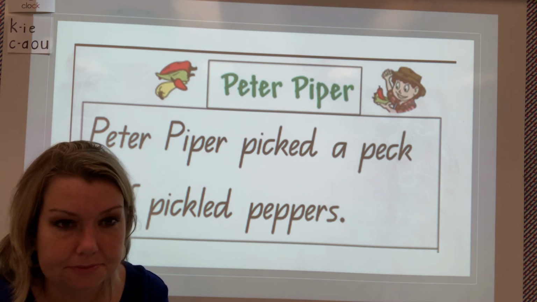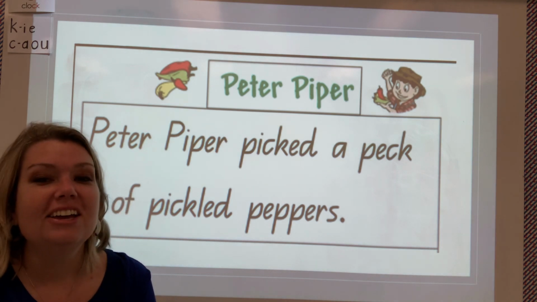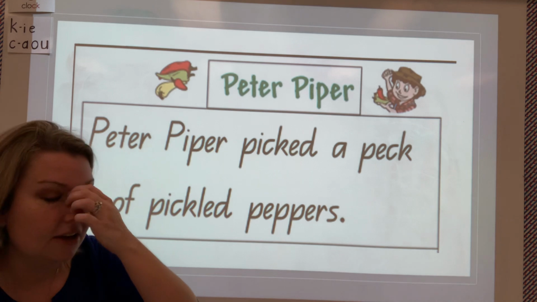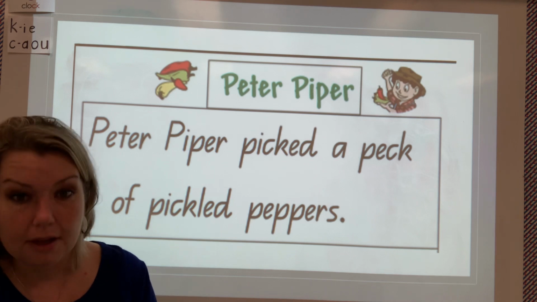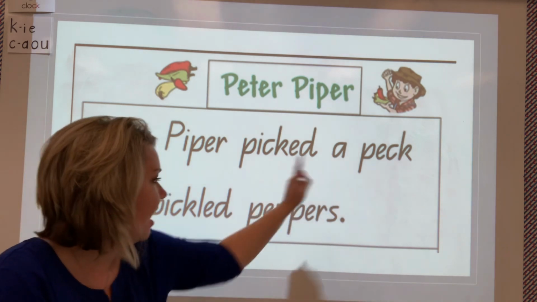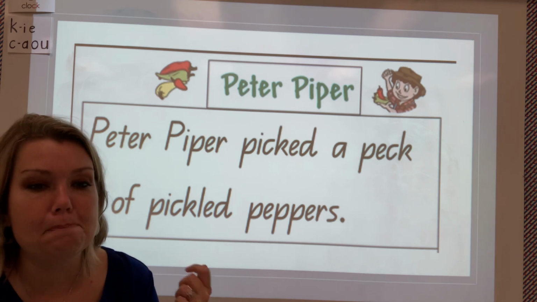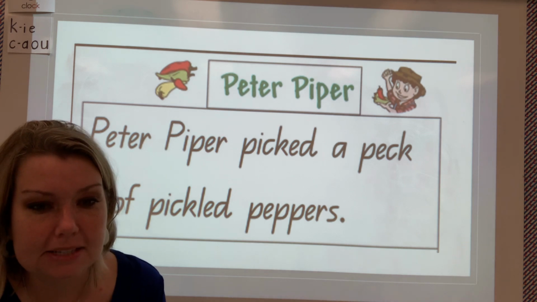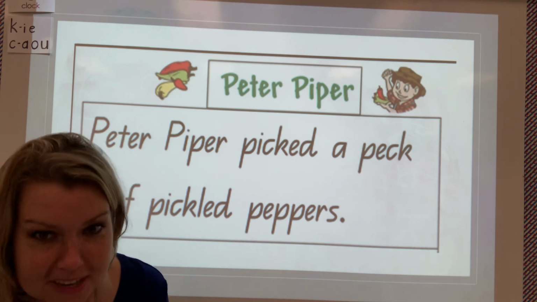Here is your tongue twister. A tongue twister is a poem that's hard to say because it has the p sound. Here, let's just say these 3 words. Peter Piper picked. Echo. Peter Piper picked. Awesome. A peck of pickled peppers. Echo. A peck of pickled peppers. Let's see if we can say the whole thing. Peter Piper picked a peck of pickled peppers. Try it again. Peter Piper picked a peck of pickled peppers.